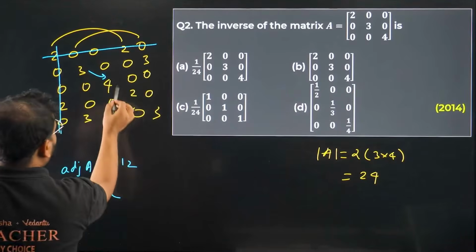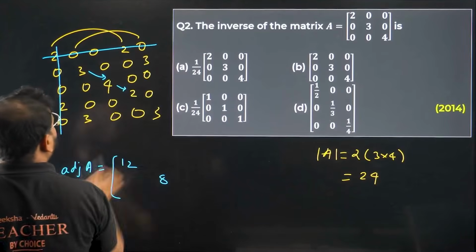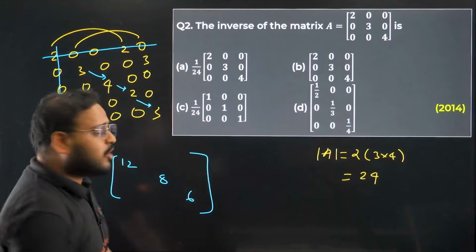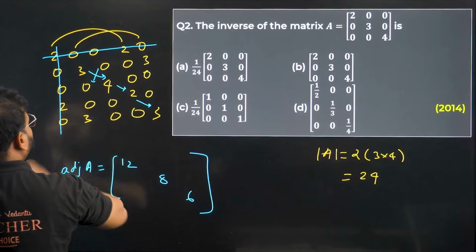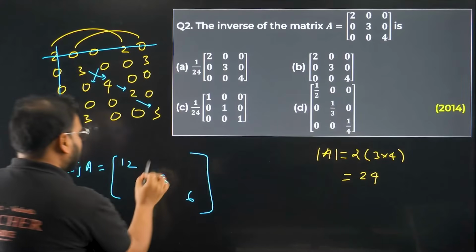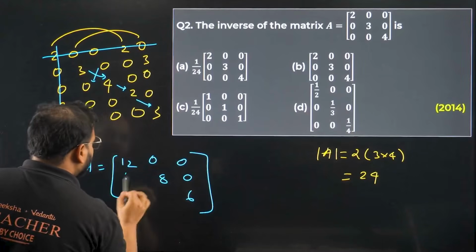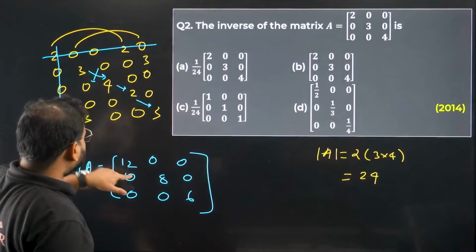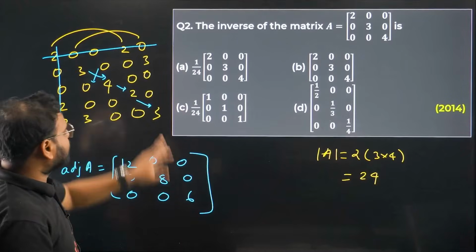So check here. 4 into 2 will be 8. Here 2 into 3 will be 6. Sir, why not other terms? They are 0. Check here. 0 into 0 is 0, 0 into 0 is 0, 4 into 0 is 0, 0 into 0 is 0, 0 into 3 is 0. So all these other terms are coming out to 0. Just simply find the diagonal. 3 into 4 is 12, first term. 4 into 2 is 8, 3 into 2 is 6.